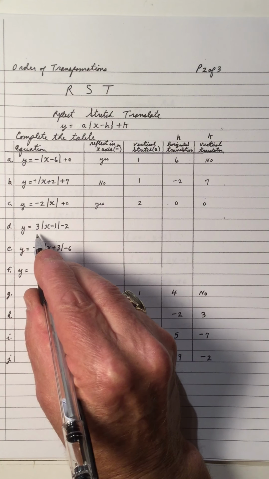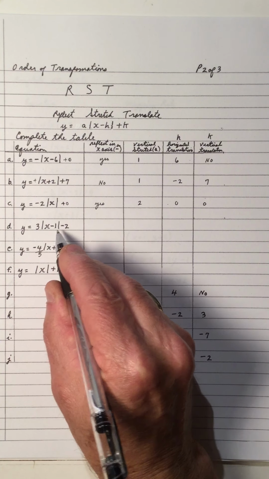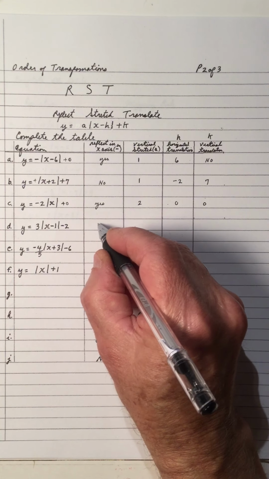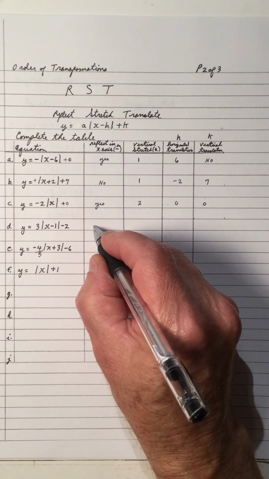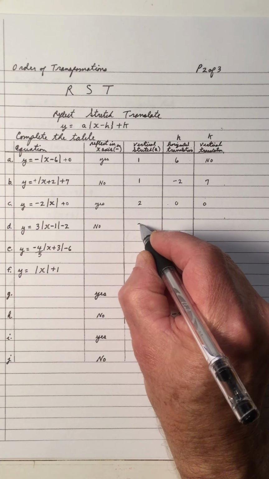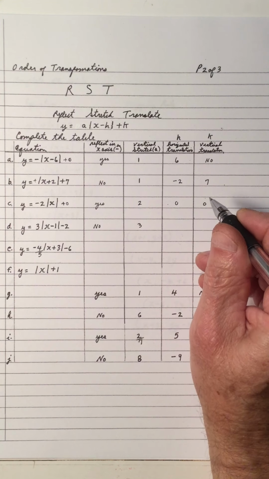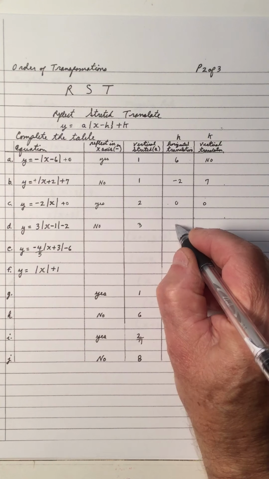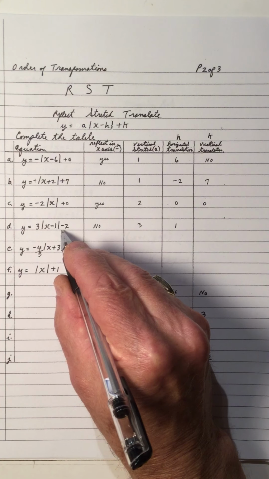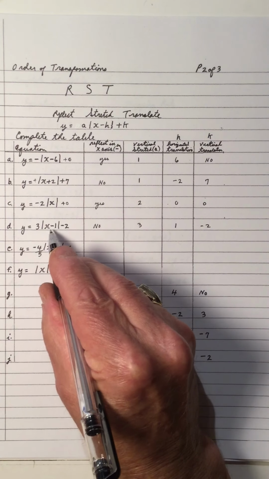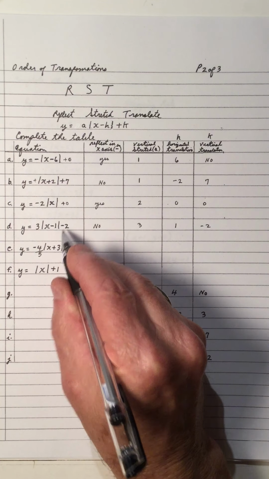D, y equals 3 times the absolute value of x minus 1, minus 2. So reflected in the x-axis? No, because we have a positive. The vertical stretch is 3 over 1, the slope. The horizontal translation is plus 1. And the vertical translation is minus 2. So notice you change this sign, but not this one.